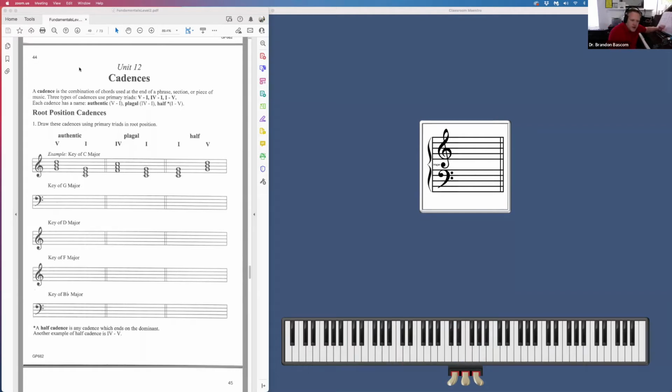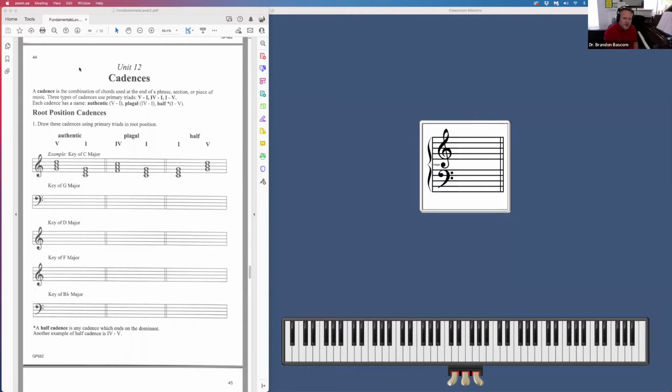Okay, the plagal cadence. Sometimes the plagal cadence is called the Amen cadence because you hear it at church when the choirs sing. And that's just going from subdominant to tonic, 4-1. It's also final sounding, but not as final sounding as the authentic cadence.